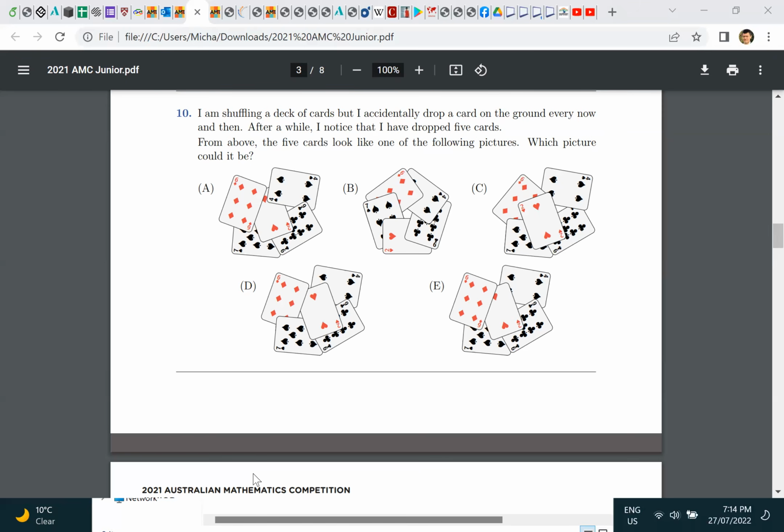I think D also has a cycle of 3. And C has a cycle of 3 with... C has a cycle of 4, yeah? Yeah. Okay. Yeah, it's E.